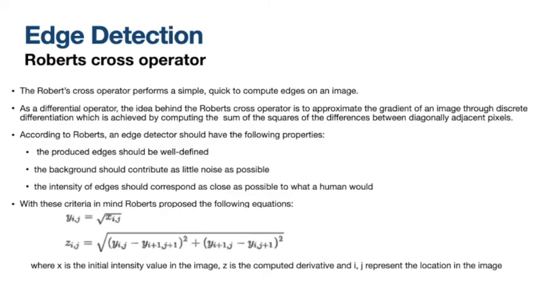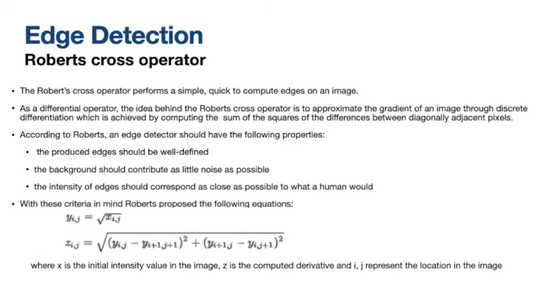Finally, you have the Roberts-Cross operator. The Roberts-Cross operator performs a simple, quick-to-compute edge detection on an image, as it's again a differentiation operator. The idea behind the Roberts-Cross operator is to approximate the gradient of an image through discrete differentiation, which is achieved by computing the sum of squares of differences between diagonally adjacent pixels. So here you are going to find the sum of squares of differences between diagonally adjacent pixels.